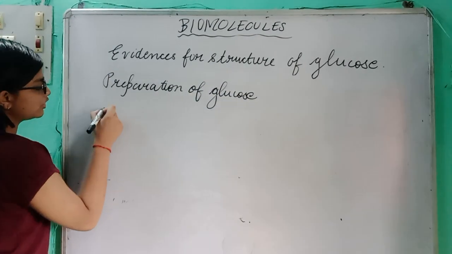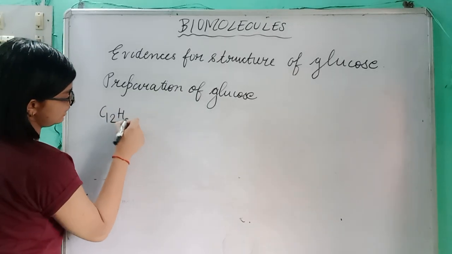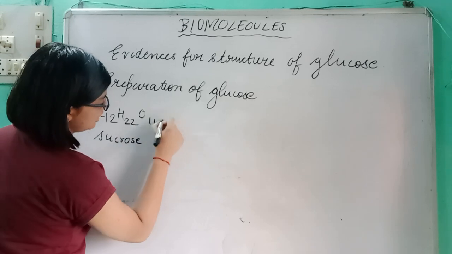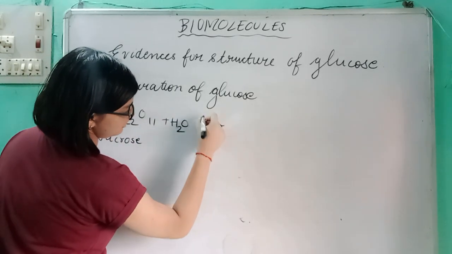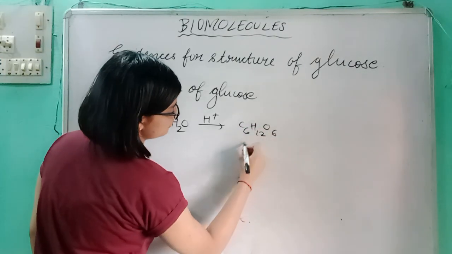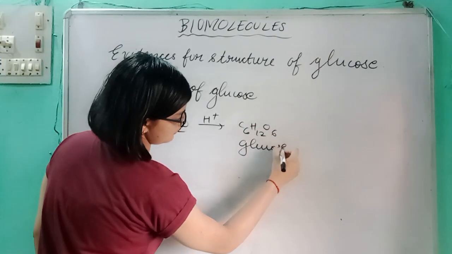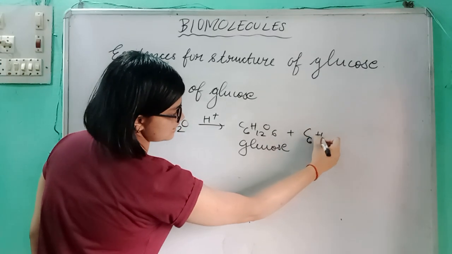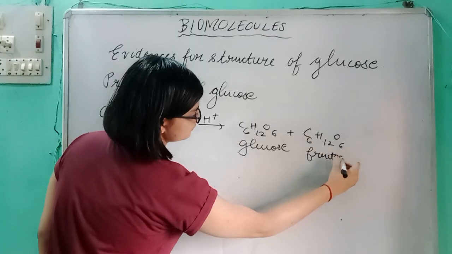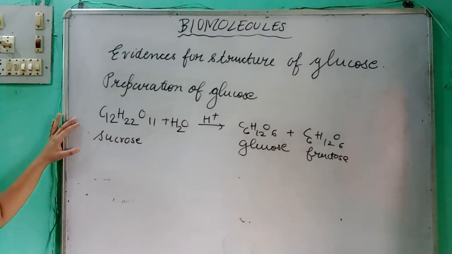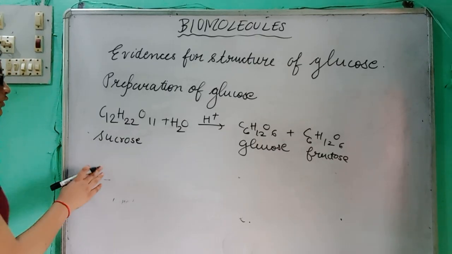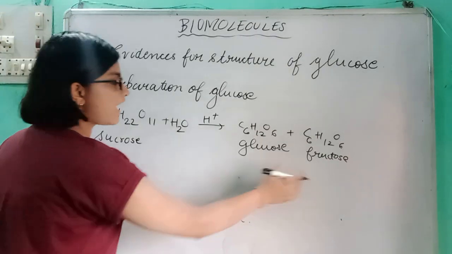We will prepare glucose from sucrose, C12H22O11. Sucrose on undergoing hydrolysis gives C6H12O6 glucose plus C6H12O6 fructose. So, the preparation of glucose is like we prepare glucose from sucrose. When sucrose undergoes hydrolysis, it gives glucose as well as fructose.